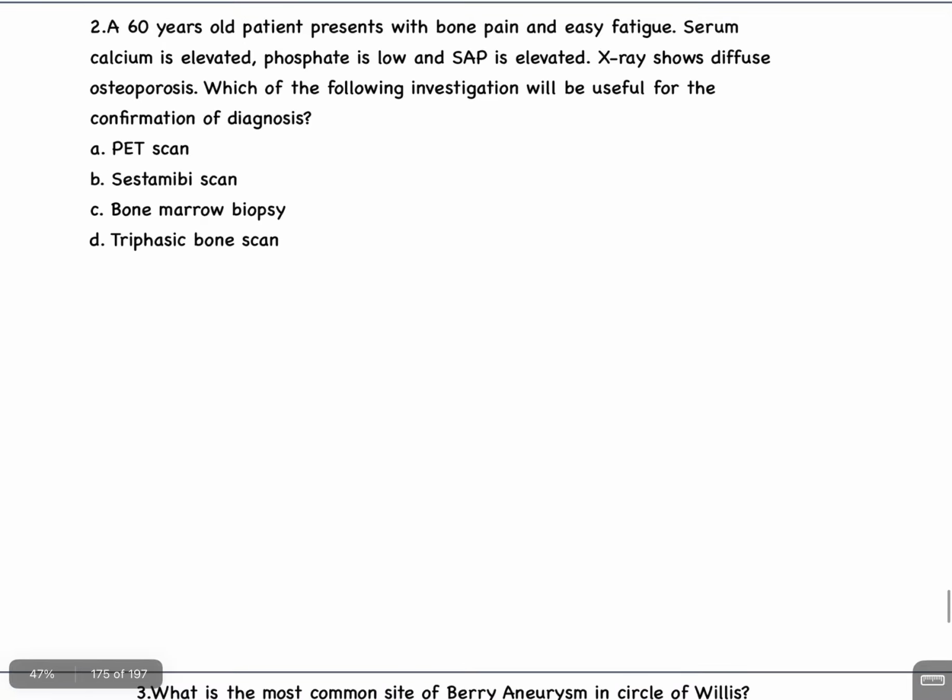Second question. A 60-year-old patient presents with bone pain and easy fatigue. Serum calcium is elevated, phosphate is low, and SAP is elevated. X-ray shows diffused osteoporosis. Which of the following investigation will be useful for the confirmation of diagnosis? A. PET scan. B. Sestamibi scan. C. Bone marrow biopsy. D. Triphasic bone scan. इसका आंसर है B. Sestamibi scan.